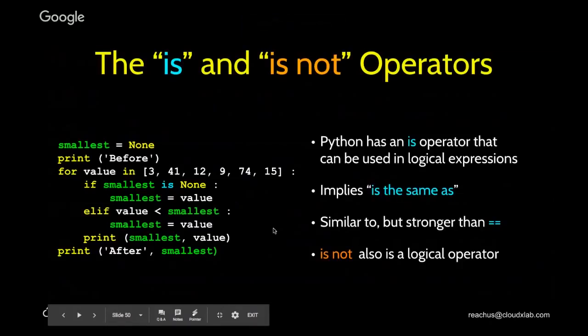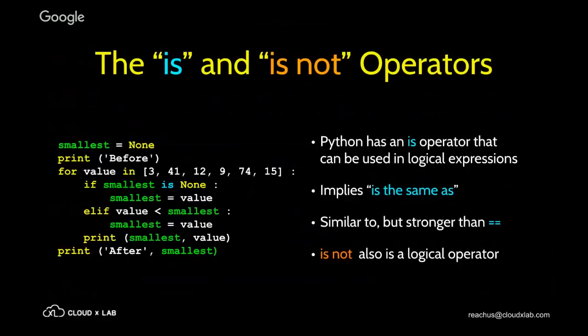So we start with the smallest. Python has an is operator that can be used in logical expressions. Is always signifies that both are the same. It is very similar to the equals equals operator, but it's stronger than equals equals. Similar to is, we have is not as a logical operator.